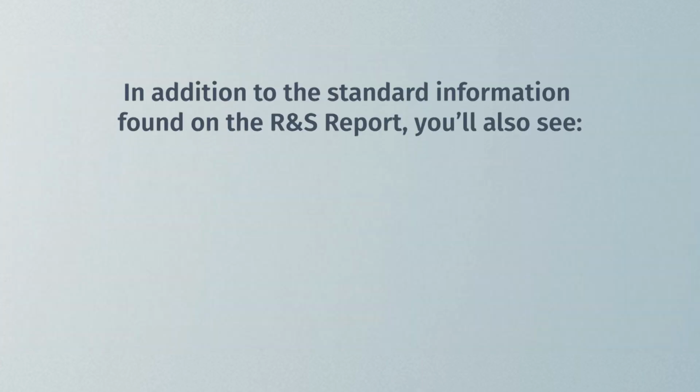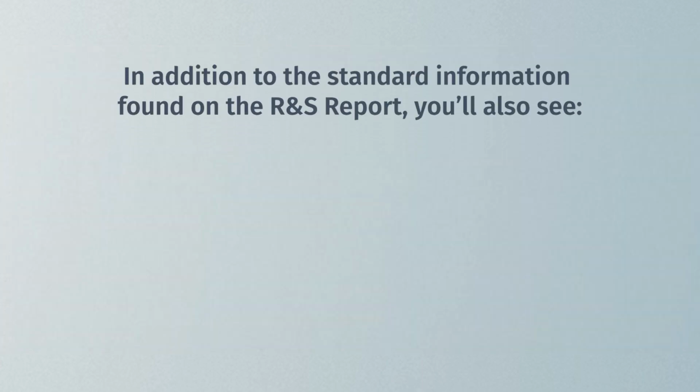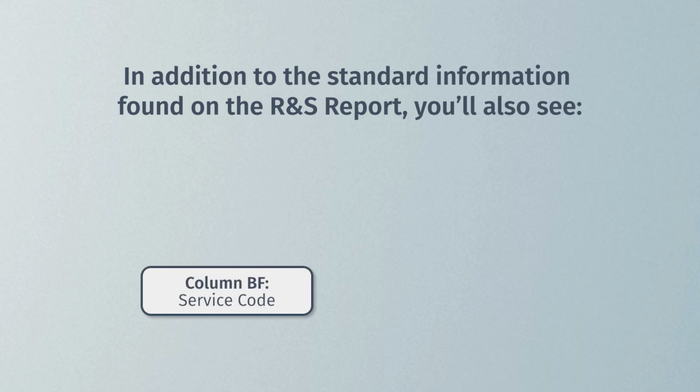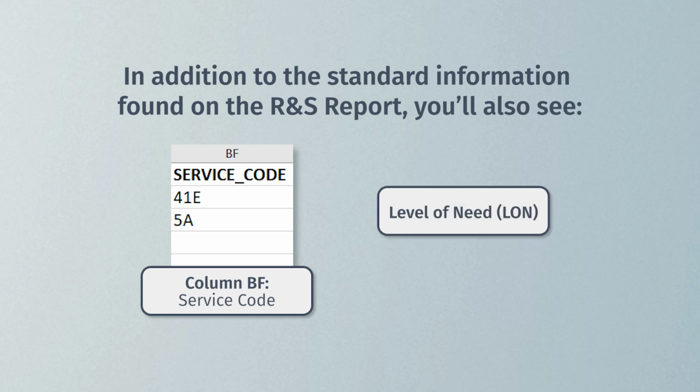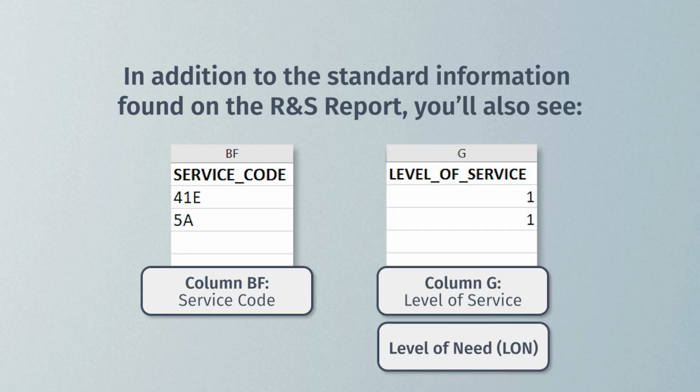We should note that in addition to the standard information found on the RNS report, you'll also see the service code, column BF, and Level of Need, or LON, on the claims data export. The LON is the same information listed in column G, Level of Service.